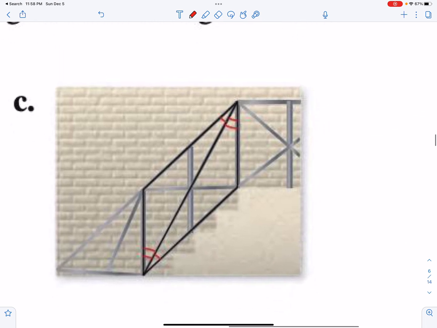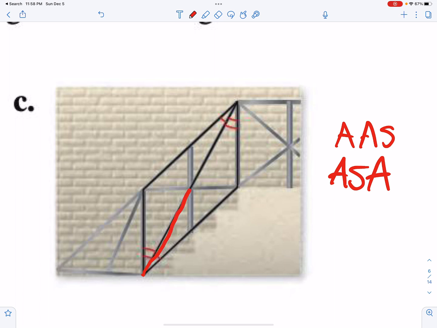This one here, again, you'll notice we have two angles marked congruent. So our options are angle, angle, side, angle. And again, we don't have two sides marked, so I won't even mess with that. So two of the angles are marked congruent. You can see here that the shared side in the middle is part of both triangles. So the pattern is angle, side, angle.